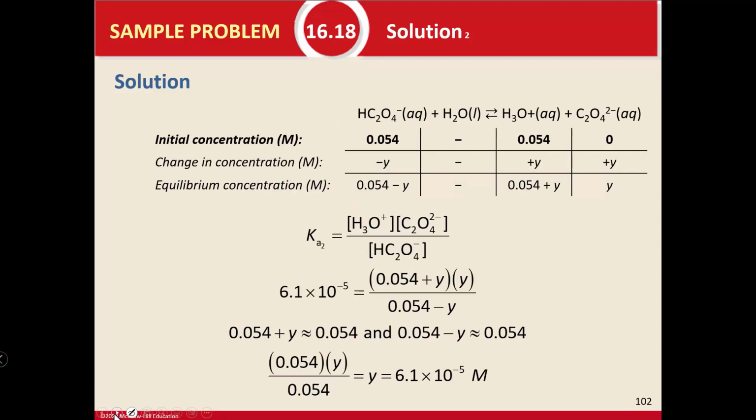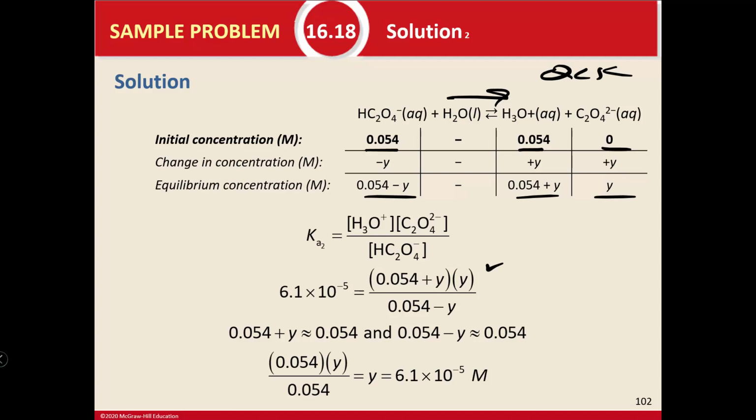So now we're on to the second ice table. In the second ice table, you have what we just solved for: the hydrogen oxalate ion is 0.054. We know this is 0. We know this is going in the forward direction because, again, Q is less than K. We're going to lose Y amount of that. We're going to gain Y amount of this and Y amount of that. We plug that into this equation.